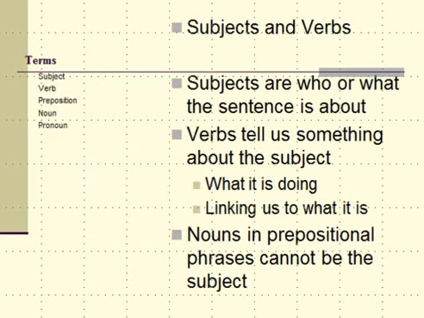Okay, to recap subjects and verbs, the most important things I want you to remember include knowing that subjects are who or what the sentence is about. Subjects are often found at the front end of the sentence, and subjects can be nouns or words that substitute for nouns, even phrases and clauses that substitute. Verbs always tell us something about the subject, what it's doing, or it's a linking verb, a state of being verb that links us to what it is. Nouns in prepositional phrases cannot be the subject. Remember that. What happens in a prepositional phrase stays in the prepositional phrase.